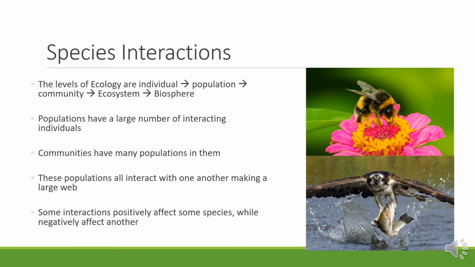A little review for you guys. Levels of ecology are individual, population, community, ecosystem, and then biosphere. Populations are a large number of interacting individuals, and communities are a large number of interacting populations. These populations all interact with each other, making a very complex web of interactions. Some interactions are positive, like on the right there, that bee pollinating a flower and the bee gets food. Some are negative, like this osprey eating a fish.